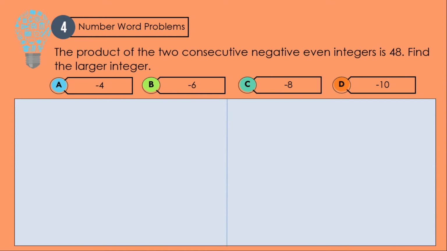This problem is pretty simple. First, let's assign a variable to one of the integers. In this problem, we will let n be the smaller integer.